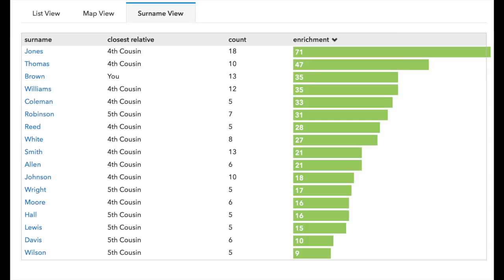Now, this last bit of information shows the relatives that are found on 23andMe, and I think this is such a cool feature because it gives you the last names of families that you're closely related to, and it shows you whether they're your first, second, third, fourth, or fifth cousin. And here we have names such as Jones and Thomas and Brown, Williams, Coleman, Robinson, Reed, White, Smith, Allen, Johnson, Wright, Moore, Hall, Lewis, Davis, and Wilson.